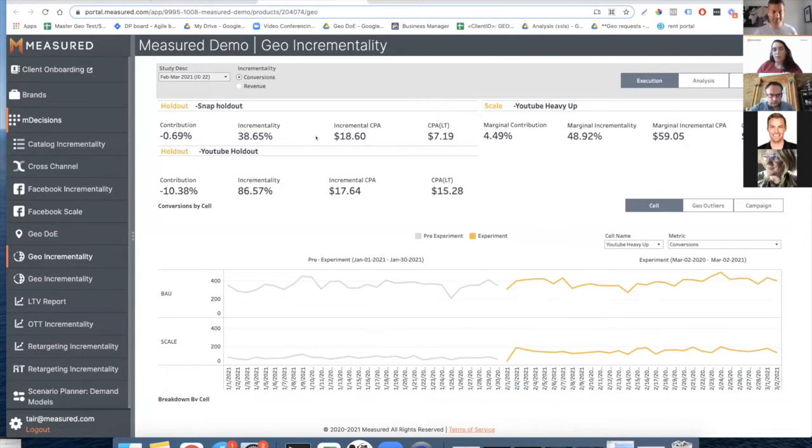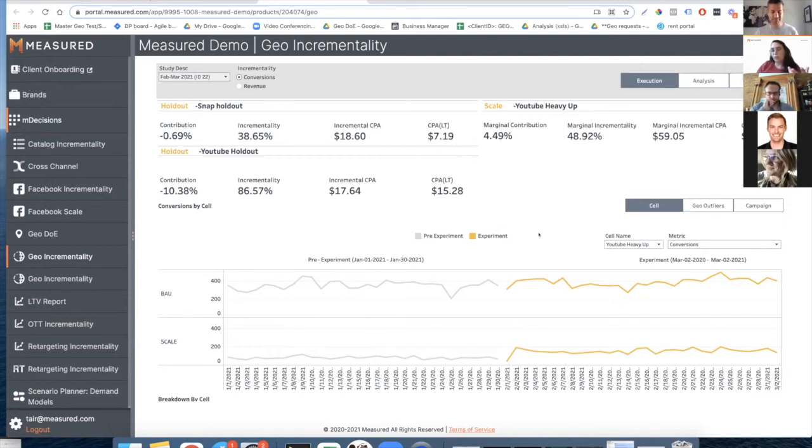So if you wanna know what is the incremental CPA for Snap holdout in this use case, it is 18.6, as opposed to what you're seeing in your actual vendor reports, which is last touch, 7.19. And for YouTube, it is 17.64 instead of 15.28, which is not that bad, actually. It's very good for YouTube. But now I'm gonna walk you through the story of reporting.